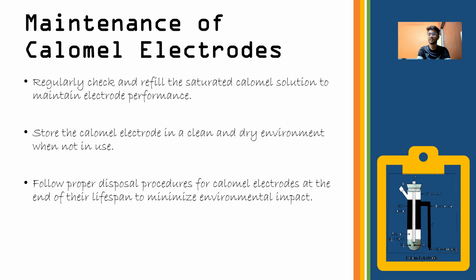Store the Calomel electrode in a clean and dry environment when not in use. Because it contains mercury, it should be maintained in a dry environment. Follow proper disposal procedure for Calomel electrode at the end of its lifespan to minimize environmental impact. Not only Calomel electrode, whatever you use, we should use a proper disposal procedure for each and every item, let it be chemical, physical, or anything. You should have a proper environmental disposal method for each and everything.